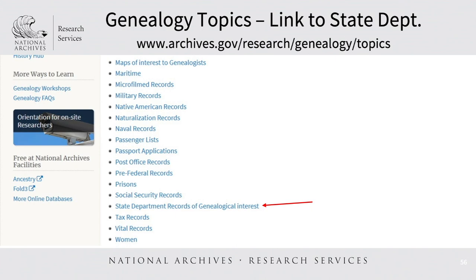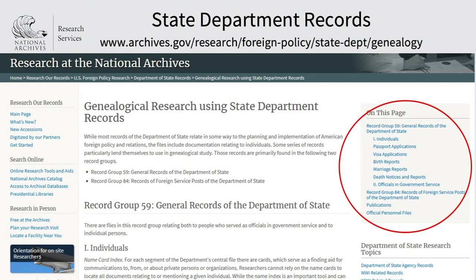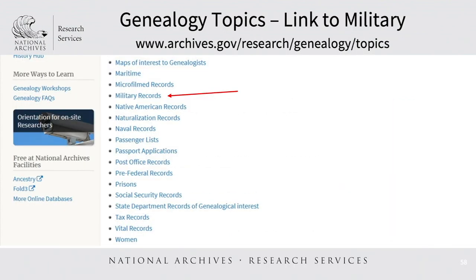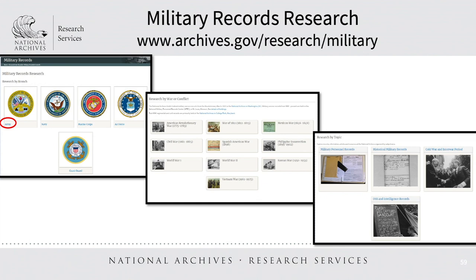Now, if you click on the State Department Records of Genealogical Interest link, you can see in the table of contents on the right that this page covers passport and visa applications and records of Americans who were born, married, or who died abroad, as well as records of officials in government service. Okay, another topics page I want to point out is the Military Records page, which has been recently redesigned. You'll see the page has three main sections, research by branch, research by war, and research by topic.